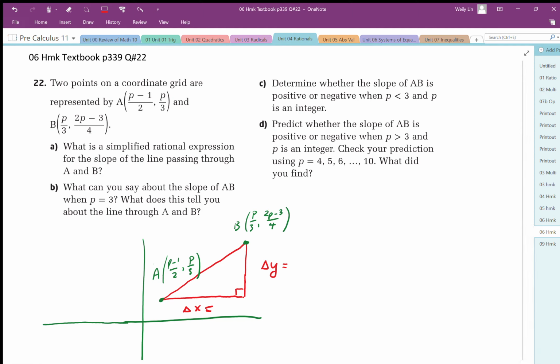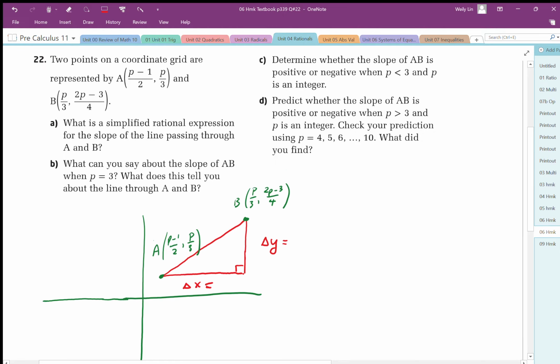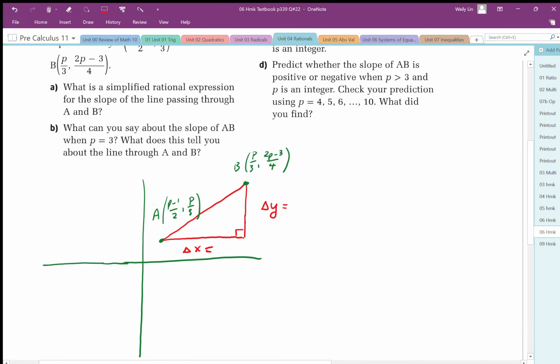Question number 22 gives us 2 points, A and B, and they're represented by (p minus 1)/2 and p/3. So the x and y coordinates are given for A, and same with B: p/3 and (2p minus 3)/4. Part A asks, what is a simplified rational expression for the slope of the line passing through A and B? To find that, we need to find the rise and run.